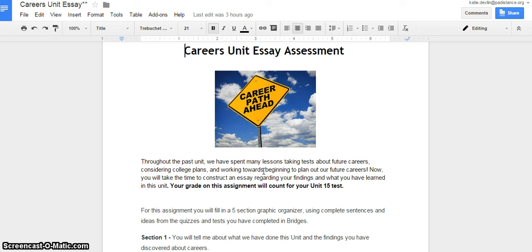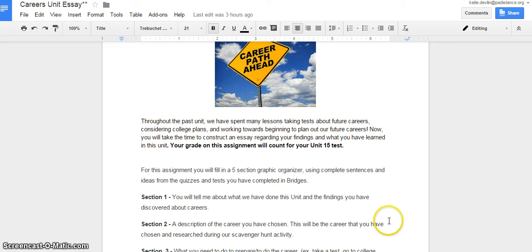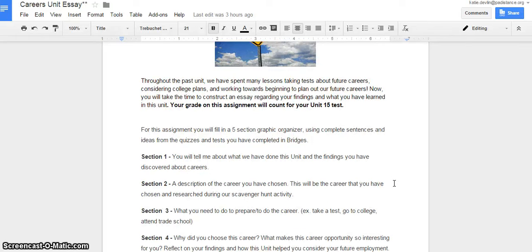okay? So for section 1, you're going to tell me about the unit and the findings you have discovered about careers. For section 2, you're going to give me a description of the career you chose. This is from the career choice activity. For section 3, you are going to tell me what you need to do to prepare for the career. What this means is you are telling me if school is necessary, if so, what type of school.